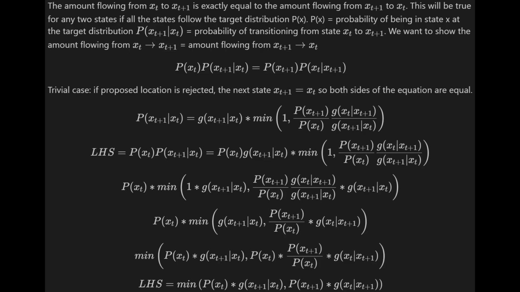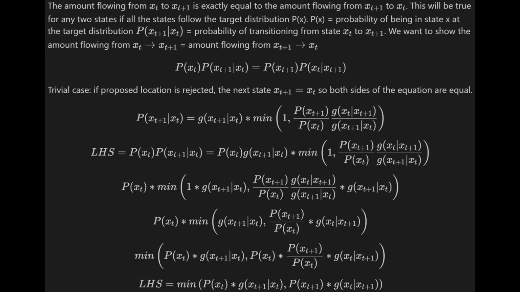Let P(x_t) be the probability we are at state x at time t. We multiply P(x_t) by P(x_{t+1}) given we are at x_t, where x_{t+1} can be any state we can visit next. Using detailed balance, we set outflow at time t equal to inflow at time t+1 for any state. We have the trivial case where proposal is rejected and nothing moves.